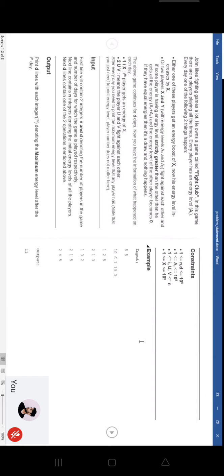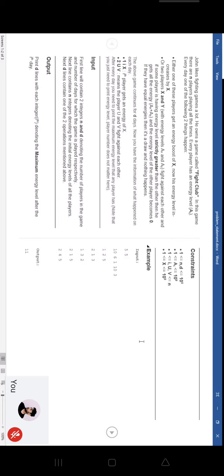Now another condition is there. If two players are having the same amount of energy, then it will be a draw situation. No energy will be transmitted to any particular player. That means when two players are having the same energy, it will be a draw situation. In this particular scenario, no energy will be transmitted. Clear? So that is basically the two different operations.